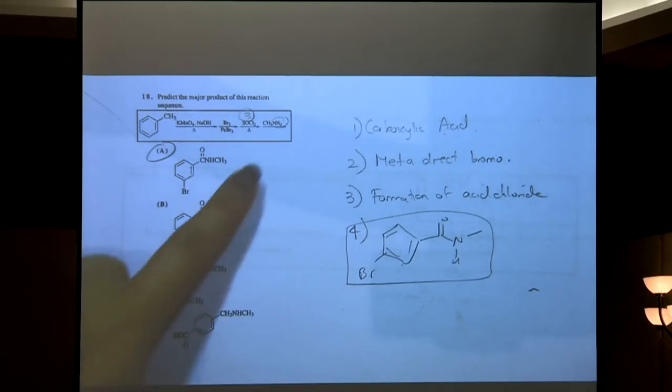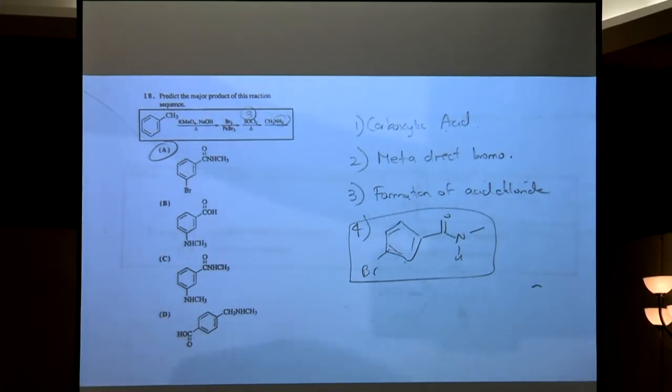On step 4, the lone pair on the nitrogen is going to attack the carbonyl carbon, and then Cl is going to leave. So you're pretty much going to replace Cl with that group. Yep.